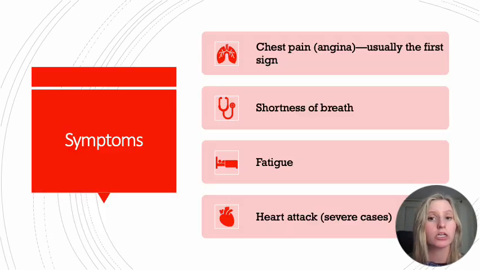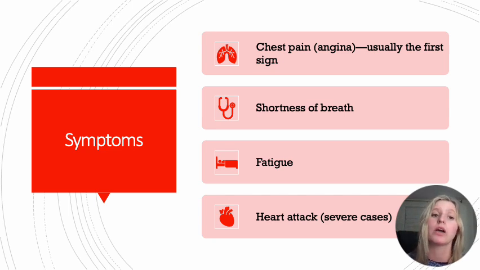Now, coronary artery disease can present with a variety of symptoms, some of which may be mild or even unnoticed until a serious event such as a heart attack occurs. One of the most common symptoms of CAD is chest pain, which is usually the first sign, also known as angina. This pain can feel like pressure, squeezing, heaviness, or a burning in the chest, and it may even spread to the arms, neck, jaw, back, or stomach.